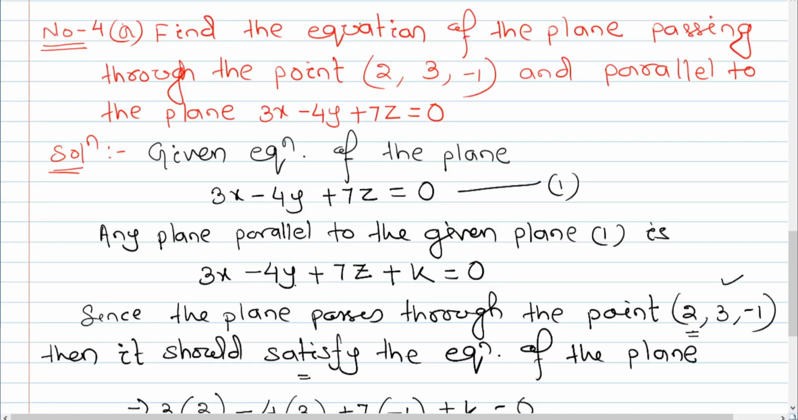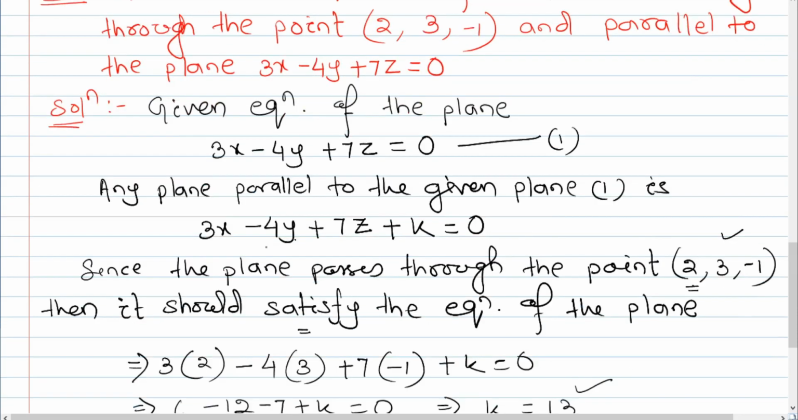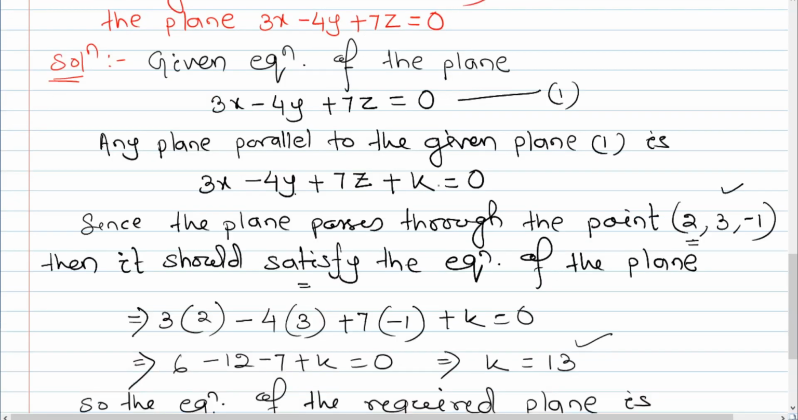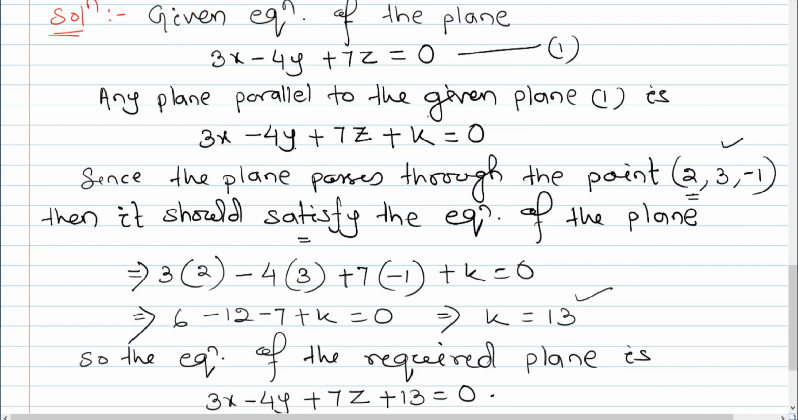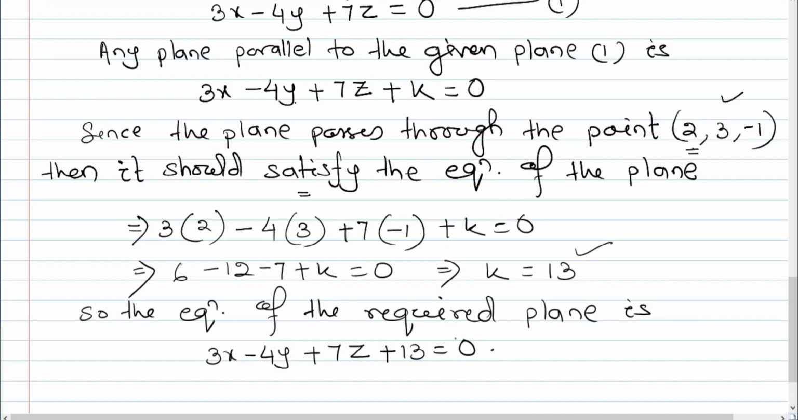He is asking to find the equation of the plane passing through the given point and parallel to the given plane. That means the parallel plane's equation will be the same equation, only the constant d changes. Once you find the value of the constant, you will get the required equation. So the point is given, put the x coordinate in place of x, the y coordinate in place of y, the z coordinate in place of z. So you can find the value of k that is unknown. So now replacing the unknown variable you can find the equation of the plane, okay.